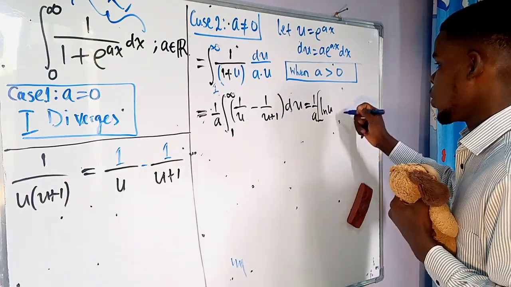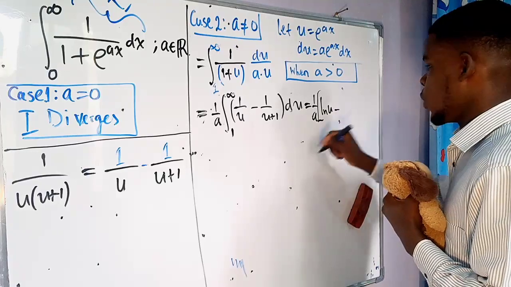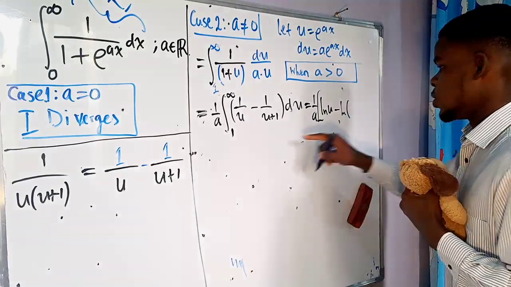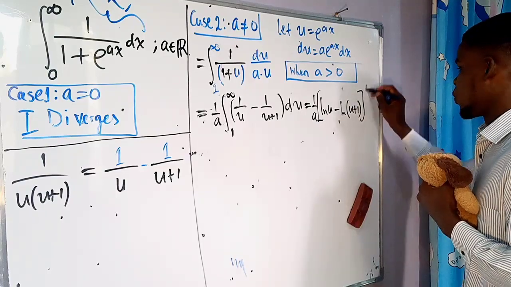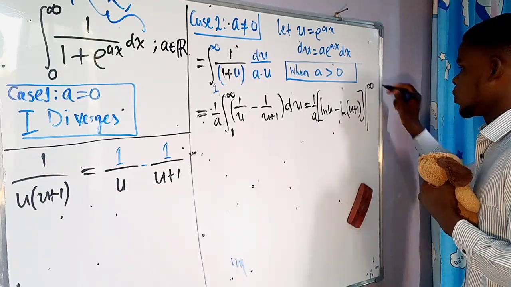All right. And then we take minus the natural logarithm of, this is just u plus 1. So you put the u plus 1 here, and we have to take this from 1 up to infinity, right?